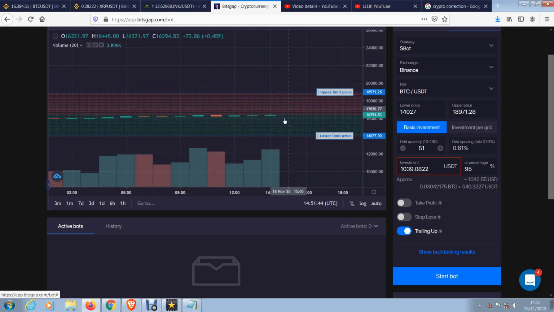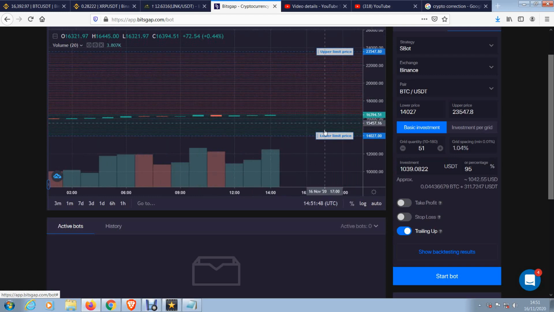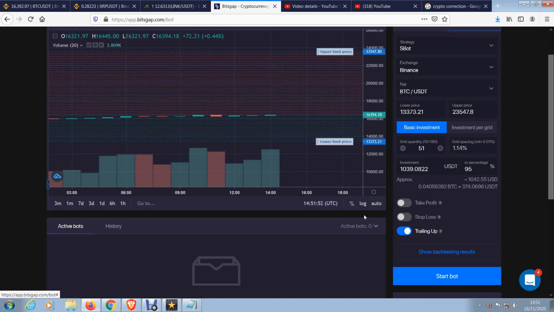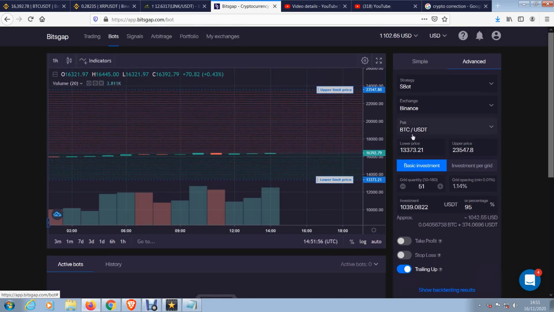This grid wouldn't look like this if we rallied above 20,000. The grid would look more like this, but keeping the grid spacing would all be there as well. So that's how I would set it up for Bitcoin to USDT. However, this isn't necessarily the best pairing, and there's a few ways you can maximize on the bot's profit.